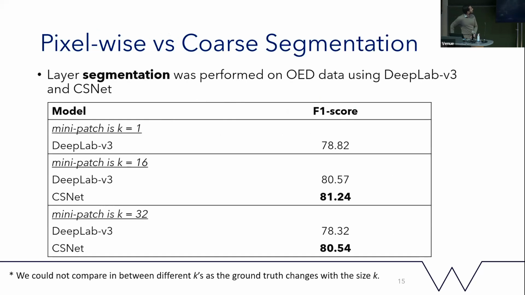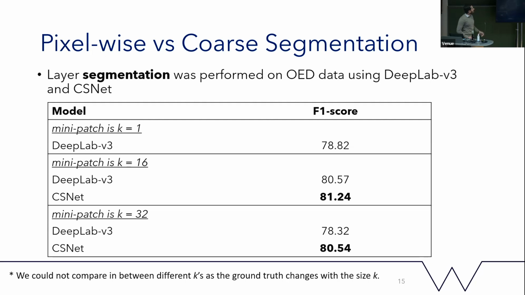So we used DeepLab V3 as a comparative pixel-wise segmentation network, and we chose the kernel sizes of 16 and 32. For pixel-wise segmentation, we got the F1 score of 78.28, and as you can see, for mini patch 16, we got good results.